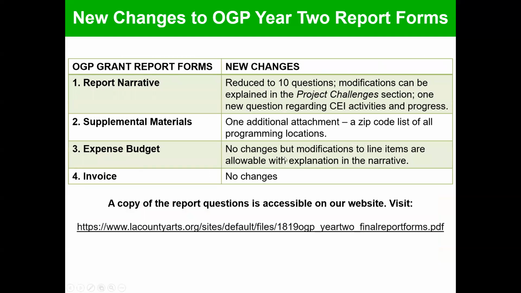The changes that you're going to see in these reporting forms mostly revolve around cultural equity and inclusion. We also did reduce some of the questions down, specifically in the narrative section, to make this report easier and quicker to fill out. So these are the 4 pieces of the report: the report narrative, the supplemental materials, the expense budget, and the invoice.